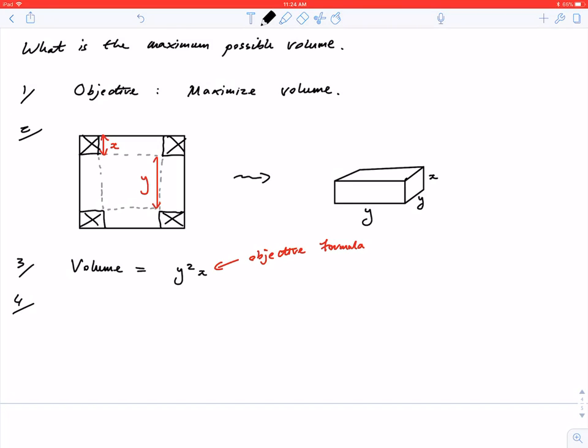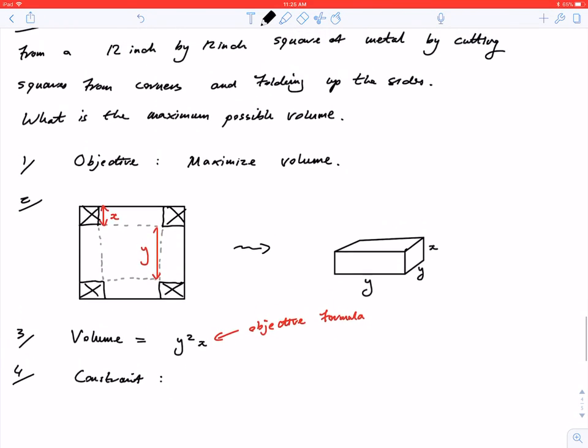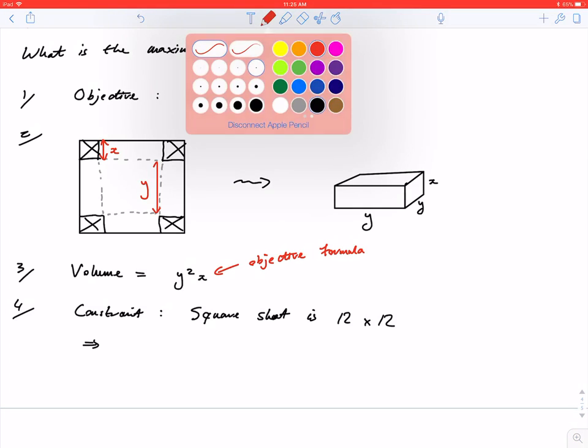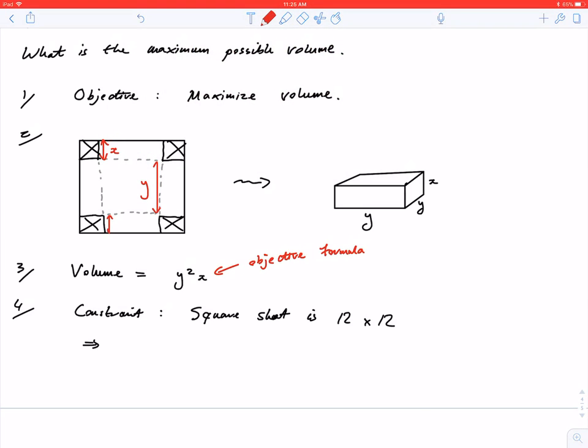Next, we need to identify the constraint. Now, this is a bit trickier. The only constraint really is the sheet of metal is 12 inches by 12 inches. So the square sheet is 12 by 12. In particular, it's 12 inches long. So what does this mean? Well, what's the length in terms of x and y? Notice all of these are the same. So it strikes me that x plus y plus x has to be equal to 12. That is the constraint, as outlined by this question.